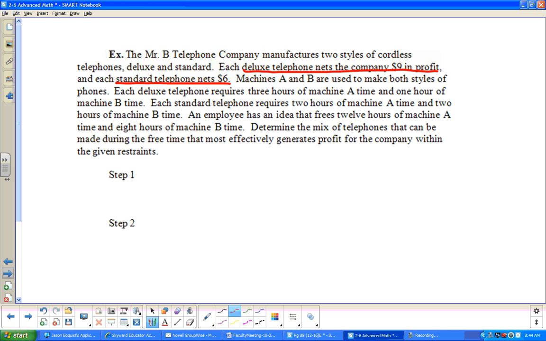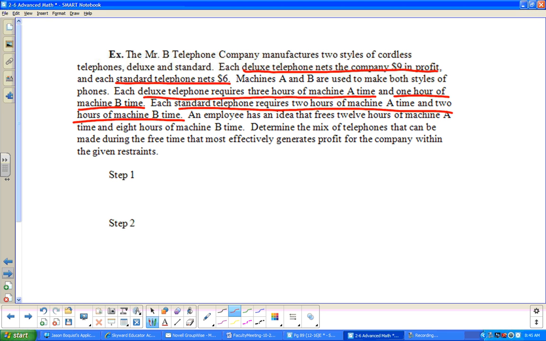Anything else that's probably important? Yes. All right, deluxe telephone requires 3 hours of machine A. Yep. Time. And along with that, yes. And 1 hour of machine B time. Yeah, I think we can probably just keep going with that, right? Standard telephone, 2 of machine A and 2 of machine B. Anything else that's important? Or is that it?